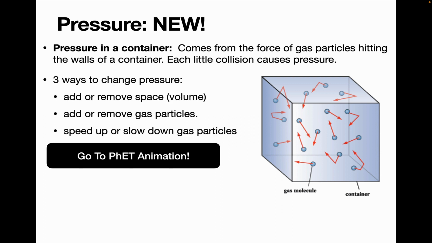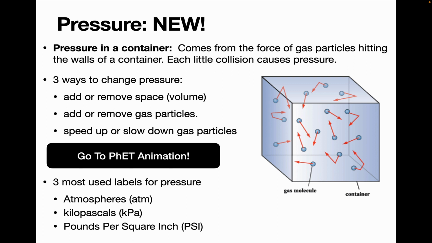Now, there are three ways that we can modify pressure. We can add or remove space, we can add or remove the number of gas particles inside of there, or we can speed up or slow down the gas particles, okay? So depending on what we want to have happen, we can modify these or change the amount of volume, the amount of gas particles, or the amount of kinetic energy to make pressure change, because they're all going to change the number of collisions we have, okay? In class, we did that PhET animation, and we also used it in one of our activities in class.